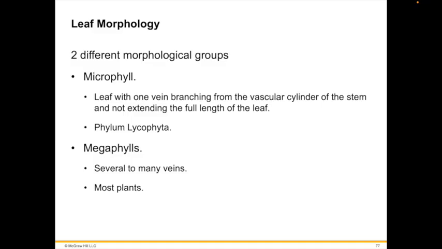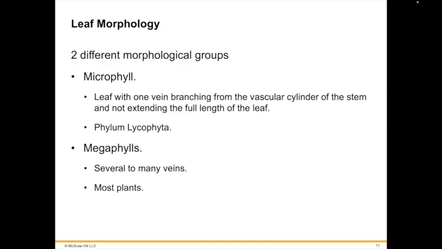Leaves fall into two different morphological groups, which may reflect differences in evolutionary origin. A microphyll is a leaf with one vein branching from the vascular cylinder of the stem and not extending the full length of the leaf. Microphylls are mostly small and associated primarily with the phylum Lycophyta, which I'll call the club mosses, a form of seedless vascular plant. They grow around here.